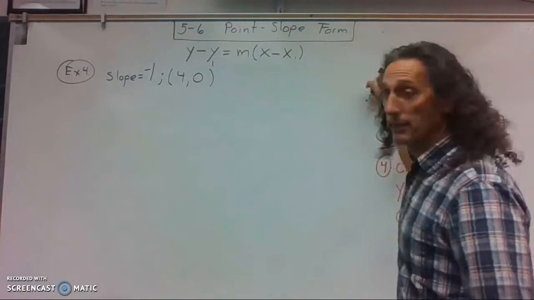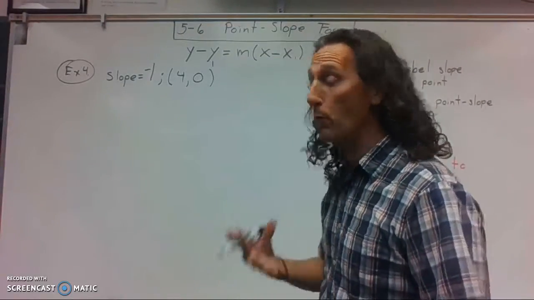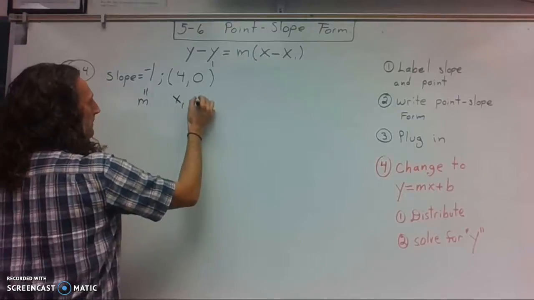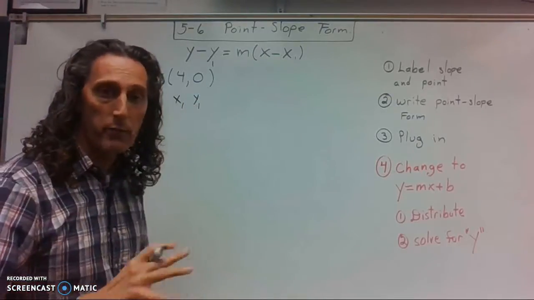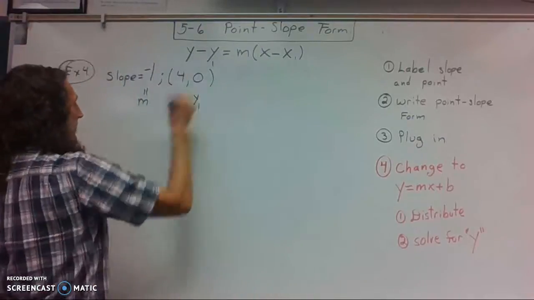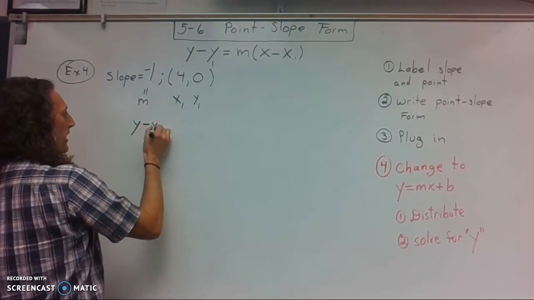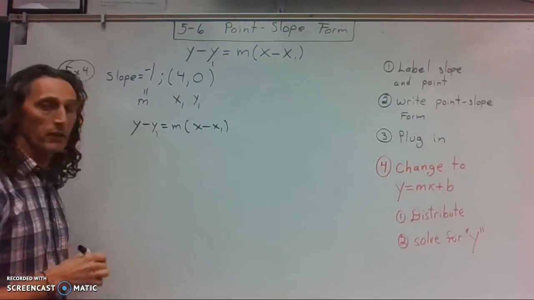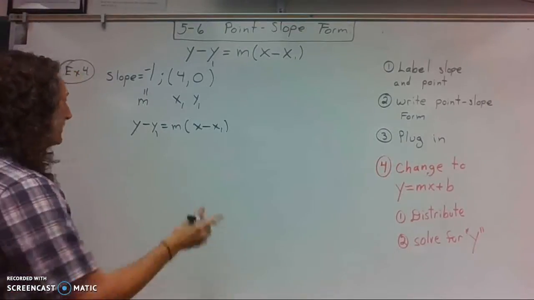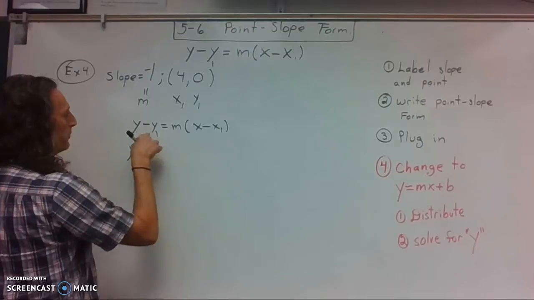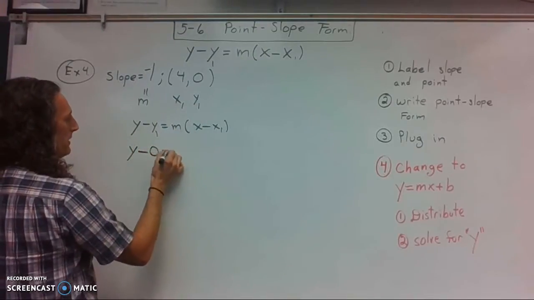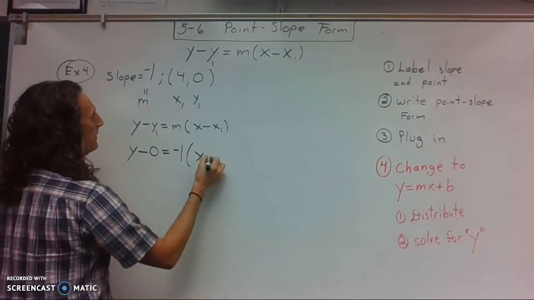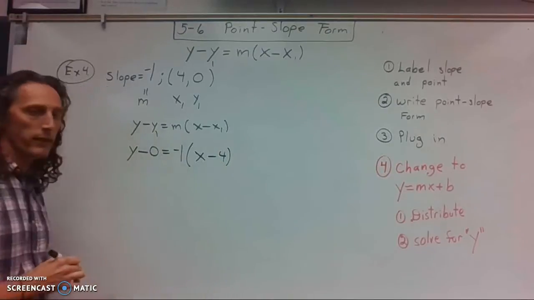All right, so again, step 1, we have to label our points. So here I'm labeling M, X1, Y1, right? So now everybody has a position. Write this formula again. Y minus Y1 equals M, X minus X1. Right, step 3, plug your stuff in. Y minus, what's my Y1? 0. Equals, what's my slope? My slope is going to be a negative 1. X minus, and then that's just a 4. Right, so I plugged in.